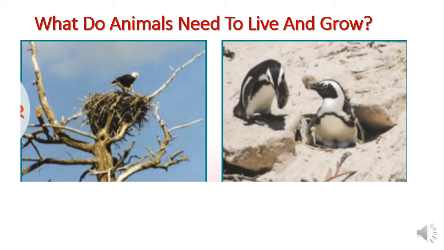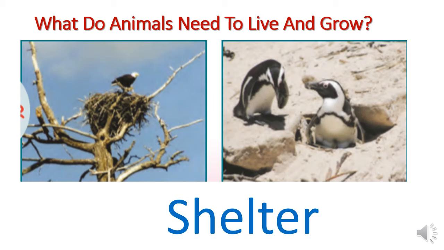But what can I say about a home for animals other than home? It could be shelter. So animals need water, food, air, and shelter. Shelter is a place where animals can live. All these things are very important for the animals. Without one of them, the animal cannot live and grow.